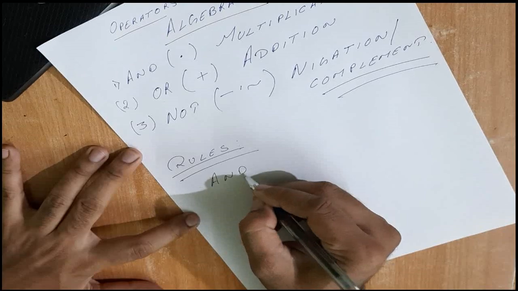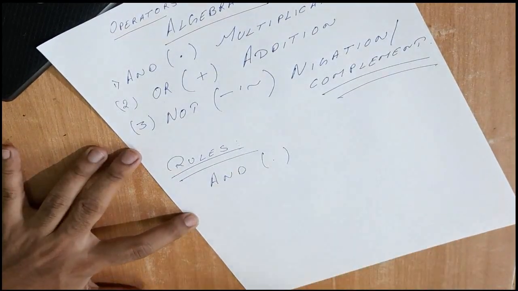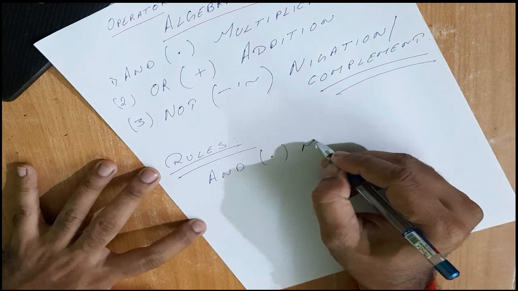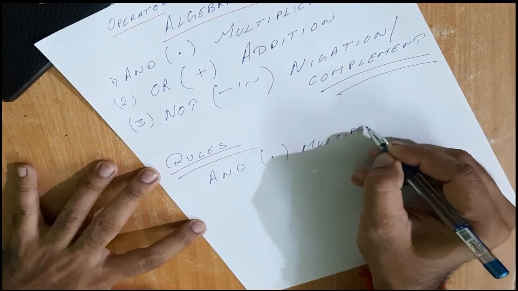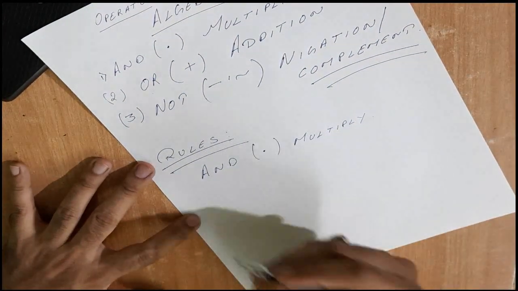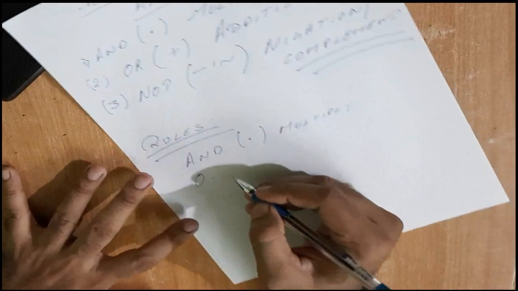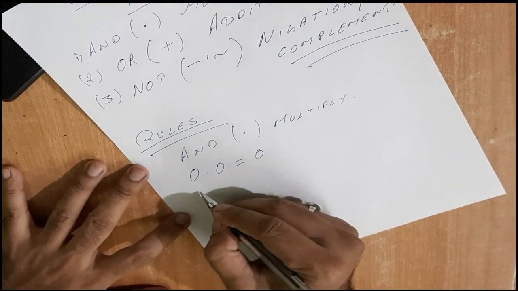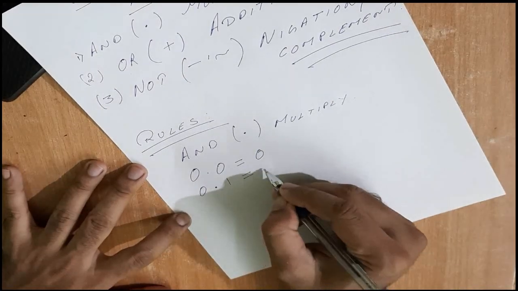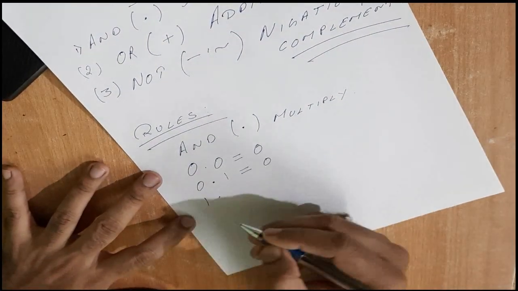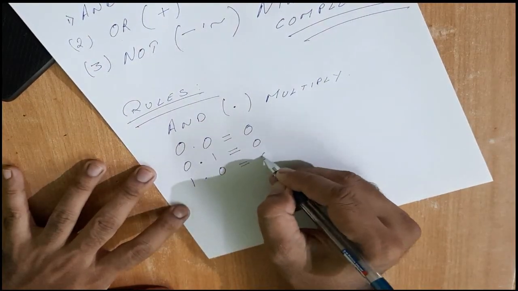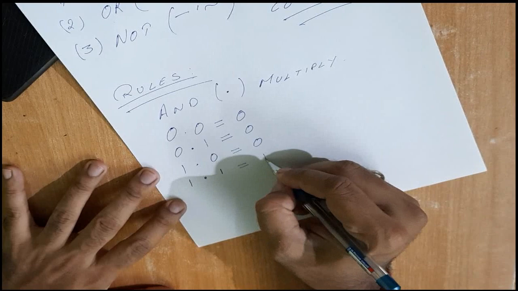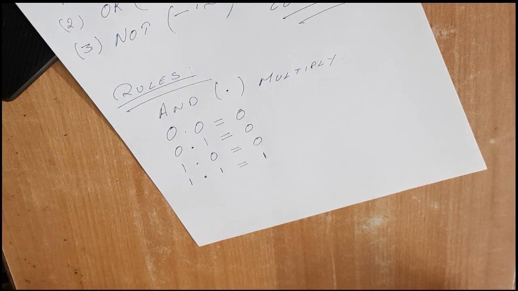AND, denoted by the sign dot, where dot means multiply, so the rules will be 0 multiplied by 0 is equal to 0. 0 multiplied by 1 is equal to 0. 1 multiplied by 0, the result is 0. 1 multiplied by 1, the result will be 1. Understood everybody?